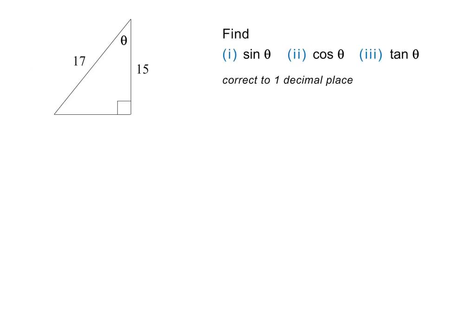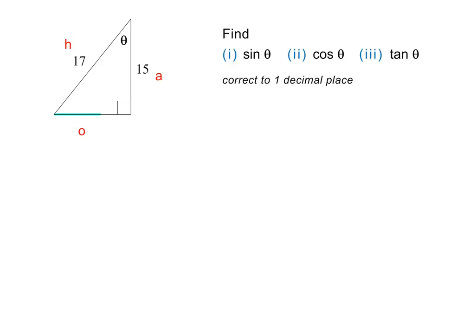Here is the next example. We are given another triangle and are asked to find the same three trig ratios. Again, we begin by identifying the sides. Hypotenuse lies opposite the right angle, adjacent lies next to theta, and opposite lies opposite theta. But we have a problem. Can you see what it is?